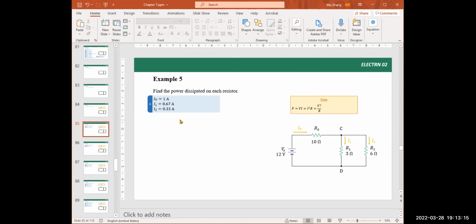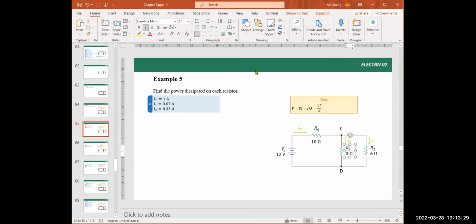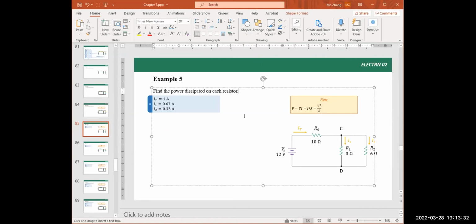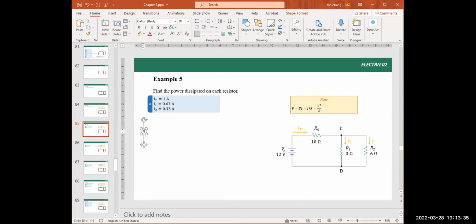This one is another good question. Now it's 7:13. How about we spend 3 minutes, 1 minute for each sub question. Let's find the power dissipated on R0, R1 and R2. After 3 minutes, let's resume and work on this together. So now it's 7:13 p.m. Let's spend 3 minutes. We resume at 7:16 p.m. Let's work on this independently.